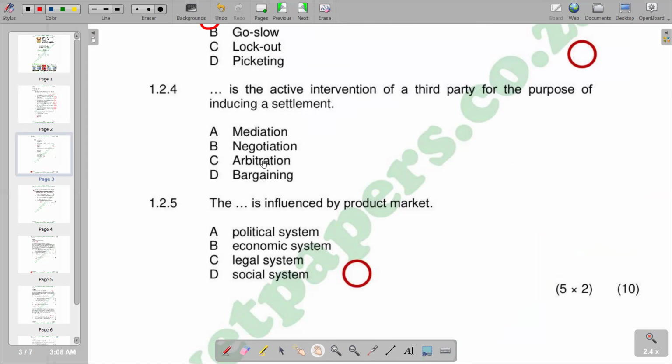Remember, we said an arbitrator is a person who has been officially chosen to make a decision between two parties or groups who do not agree. So obviously, that person comes as a third party. So we have arbitration, which is C.